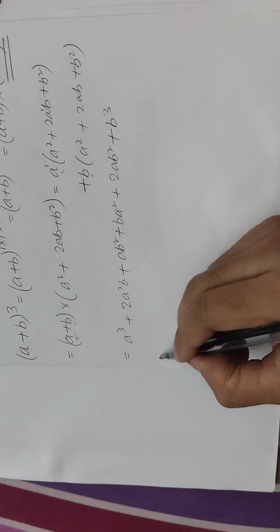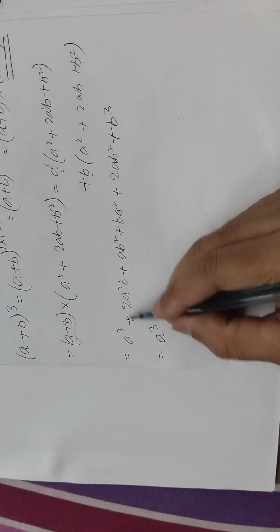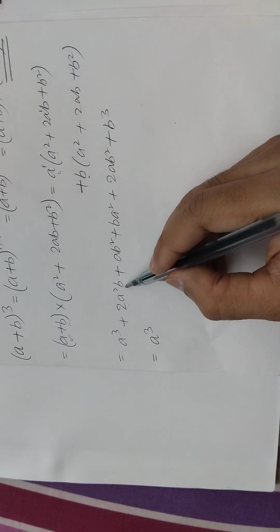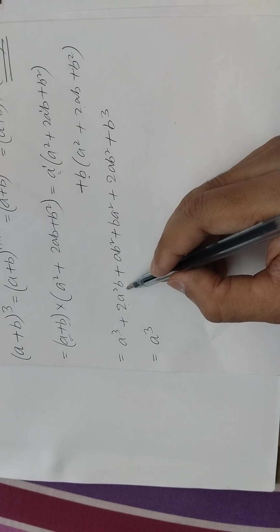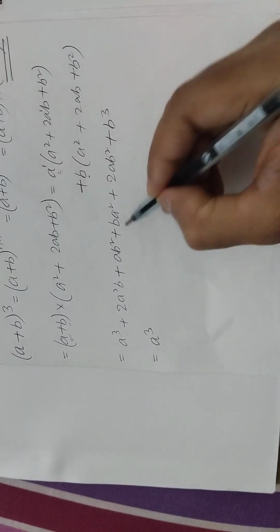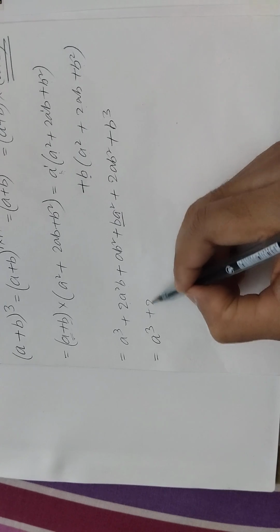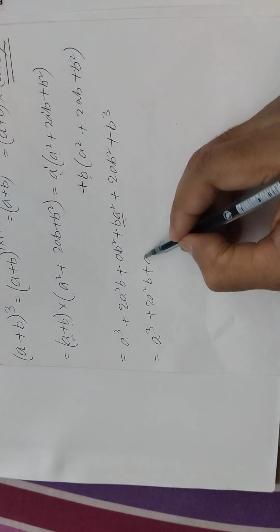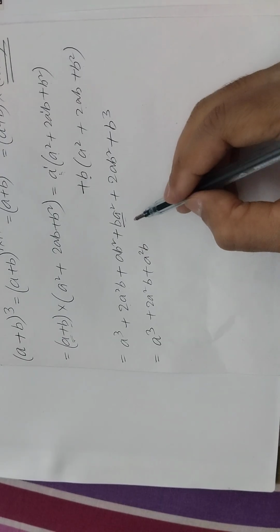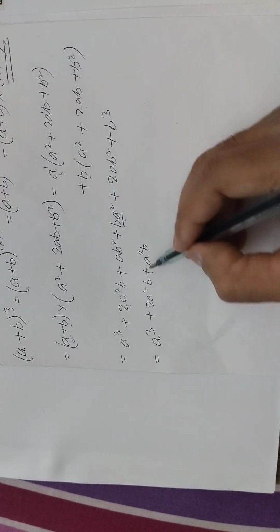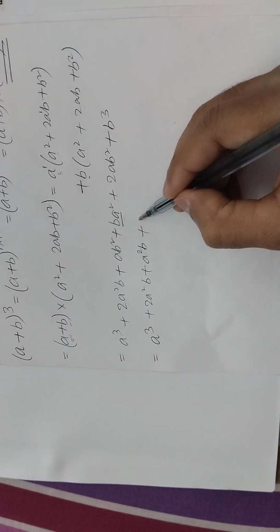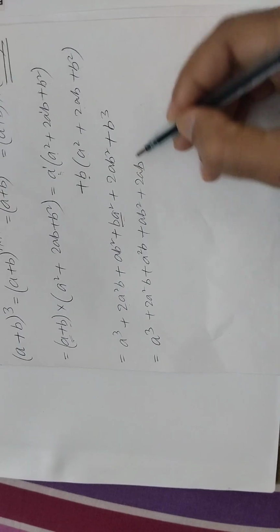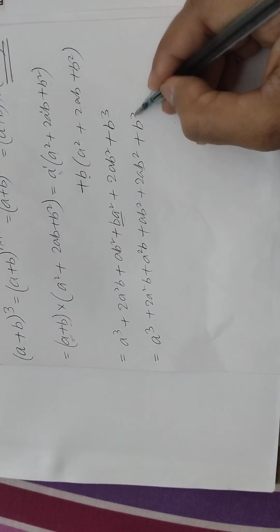Now here I rearrange all the variables. A to the power 3, then 2a square b plus a square b, and here plus ab square plus 2ab square plus b cube.